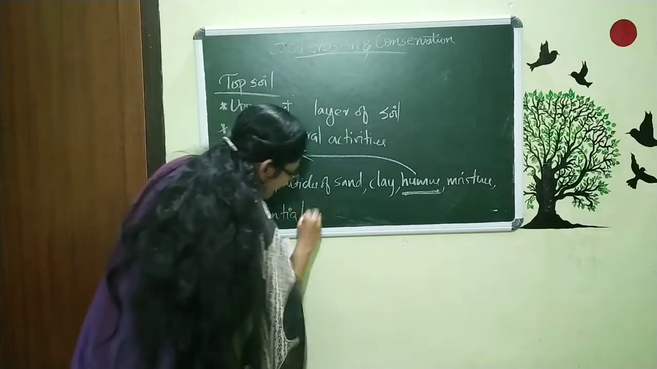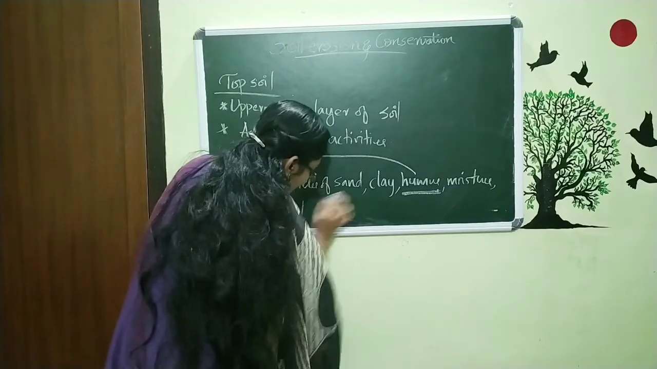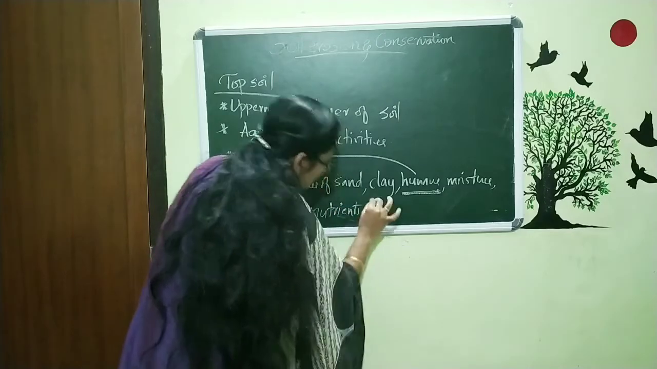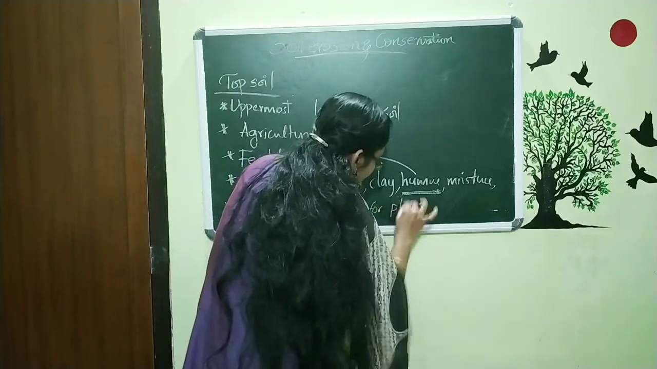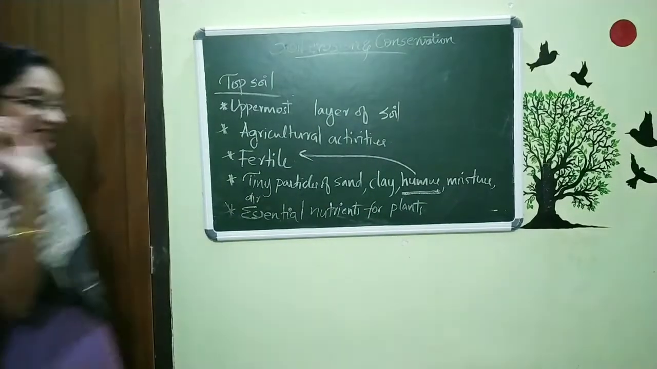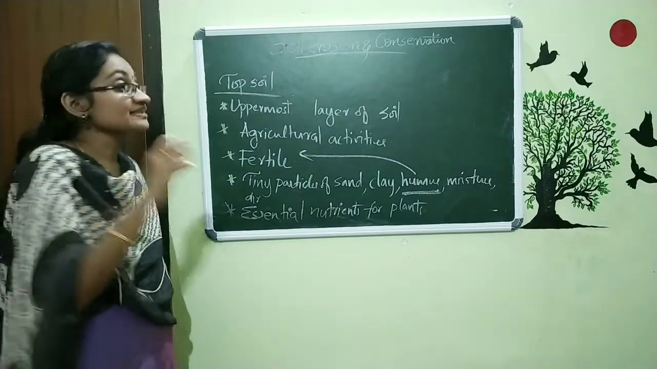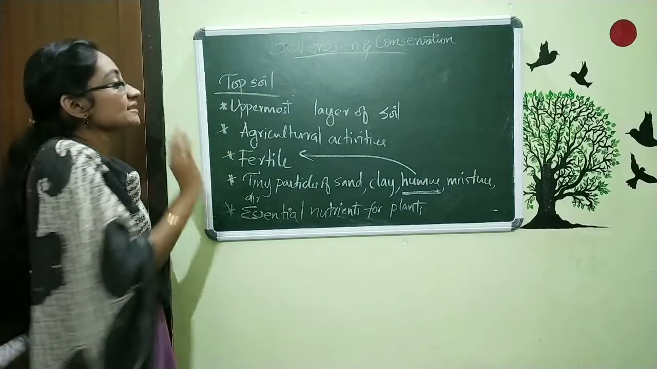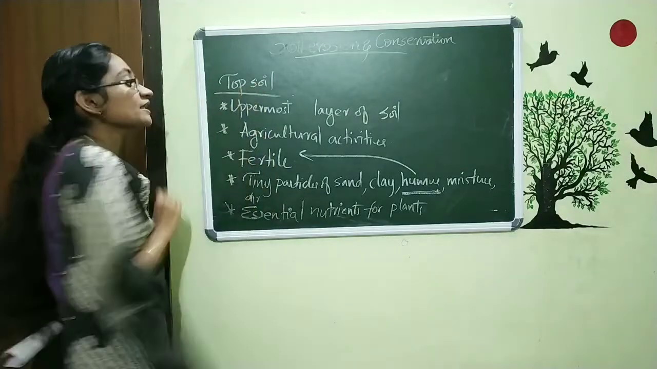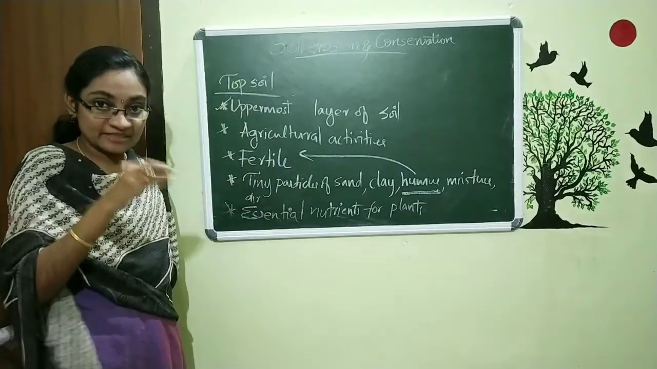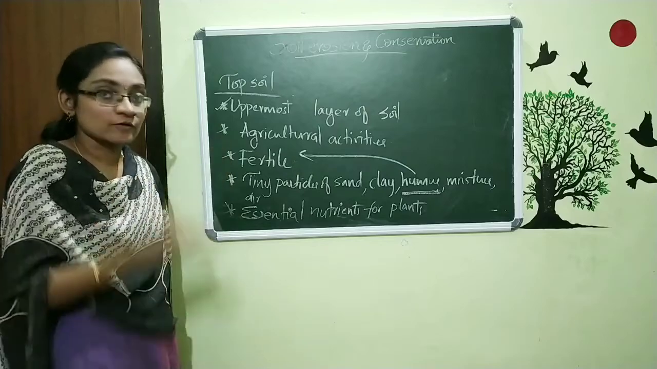Essential nutrients for plants. So we can say the essential nutrients are present at the topmost layer of the soil. So these are the main points of the topsoil. What are the points? This is the uppermost layer of the soil. That means we can see it at the uppermost layer of the soil.